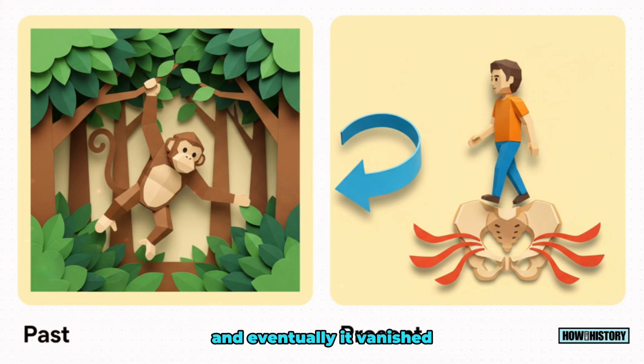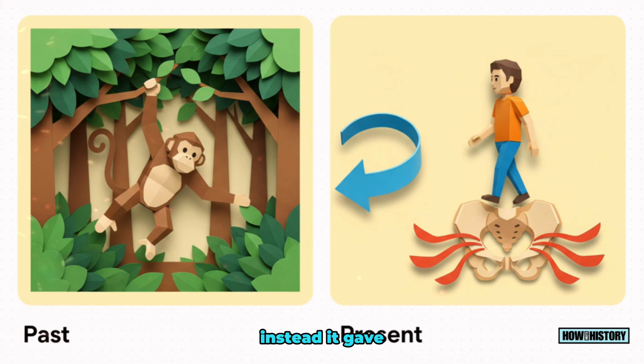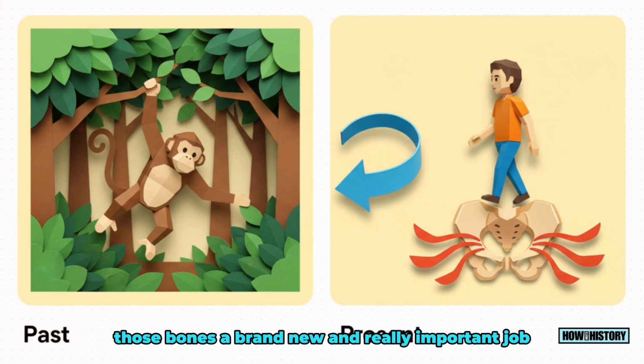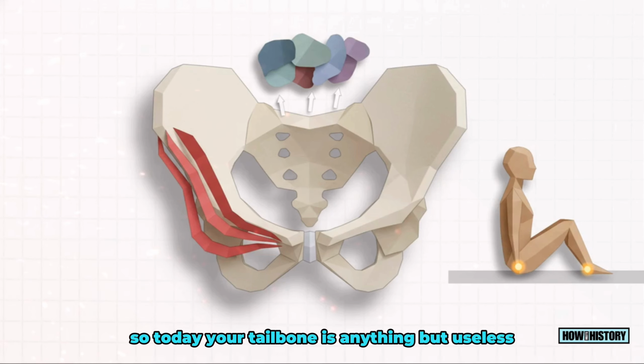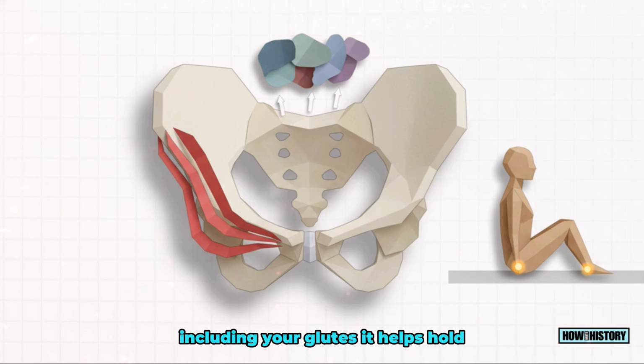And eventually, it vanished. But here's the thing about evolution. It is super thrifty. It doesn't just toss stuff out. Instead, it gave those bones a brand new and really important job. So today, your tailbone is anything but useless. No way. It's a critical anchor point for some major muscles, including your glutes. It helps hold up your pelvic organs against gravity, which is pretty important. And every time you sit down, it works with your pelvis to form a little stabilizing tripod. So far from being a useless leftover, it's a key piece of our modern anatomy.